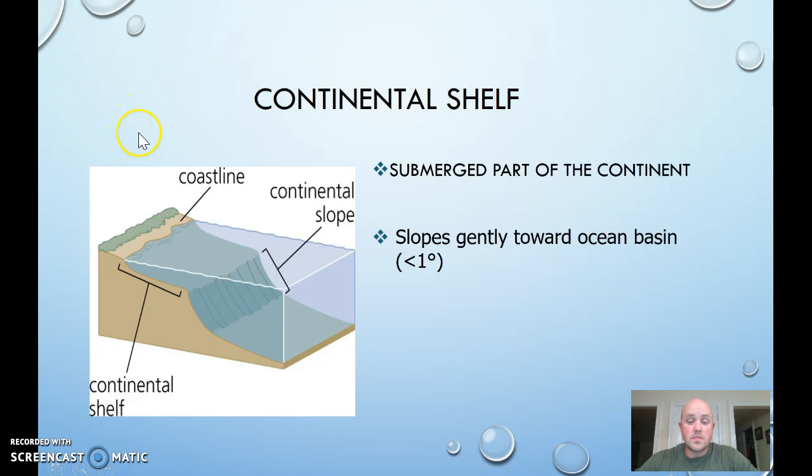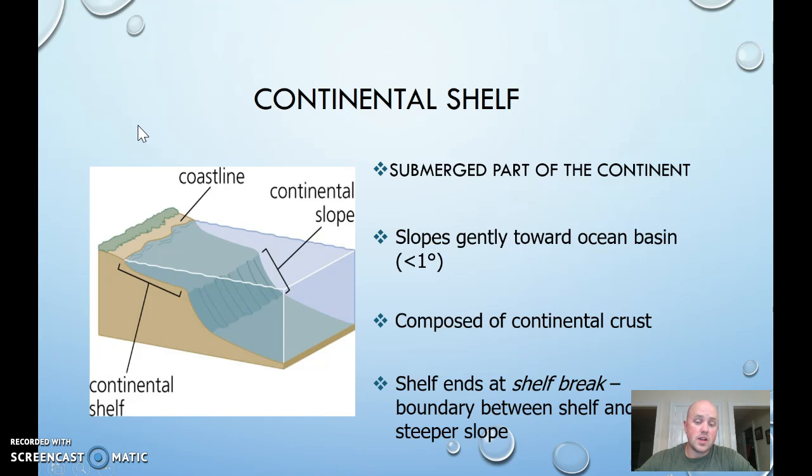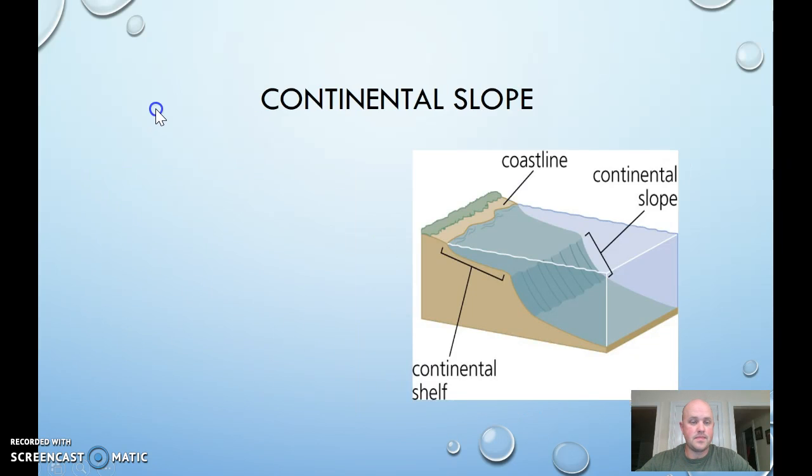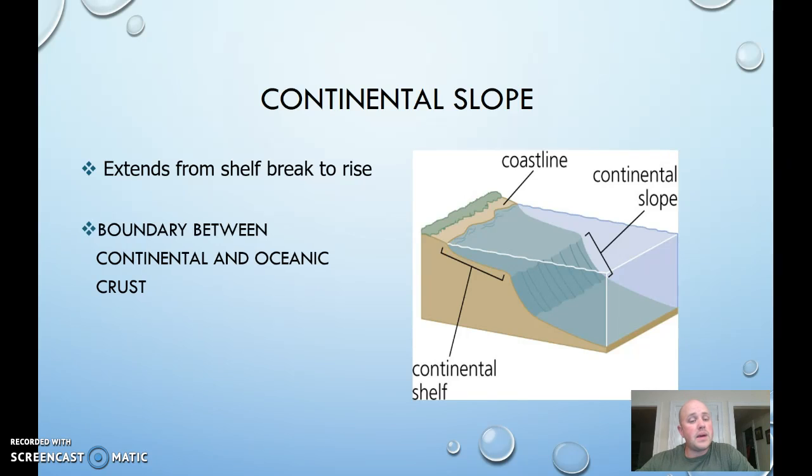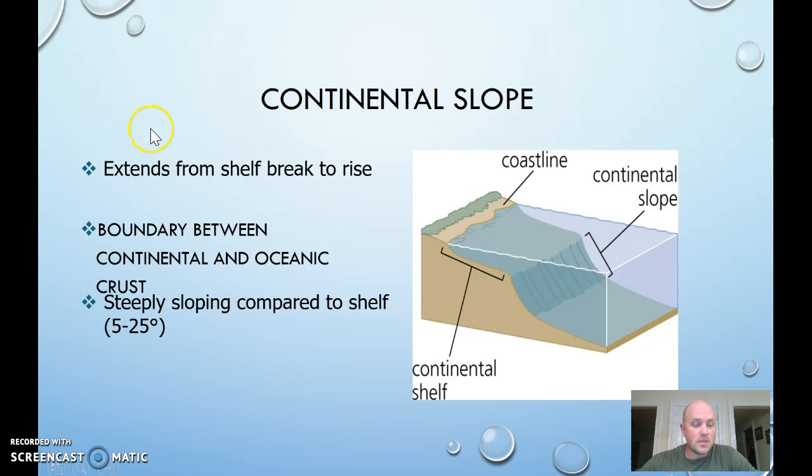The shelf slopes gently toward the ocean basin and is composed of continental crust. The shelf ends at the shelf break, which is the boundary between the shelf and a steeper slope, in this case the continental slope. It extends from the shelf break to the rise. The boundary between the continental and oceanic crust is steeply sloping compared to the shelf. So you can see on the diagram, there's not much of an incline to the shelf. However, the slope has a much steeper incline.